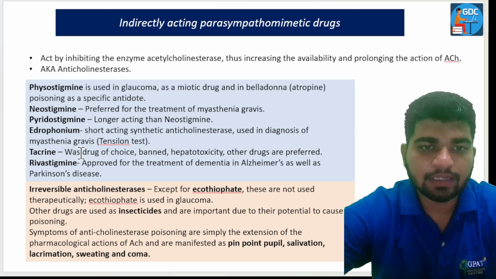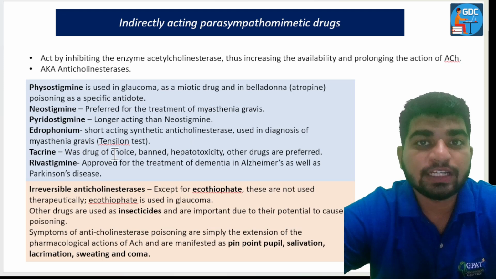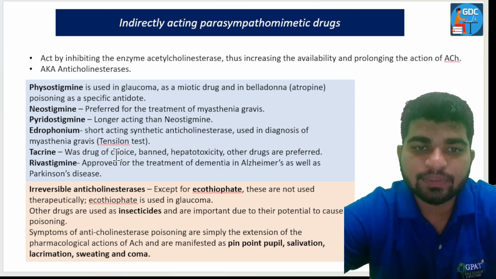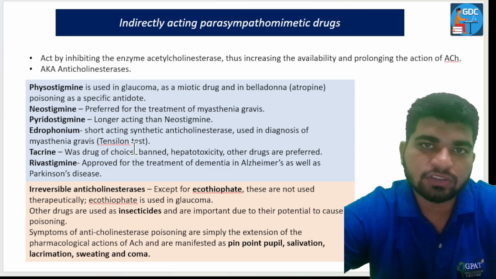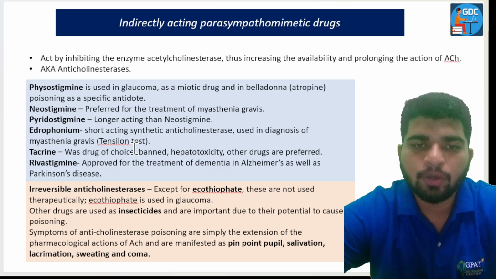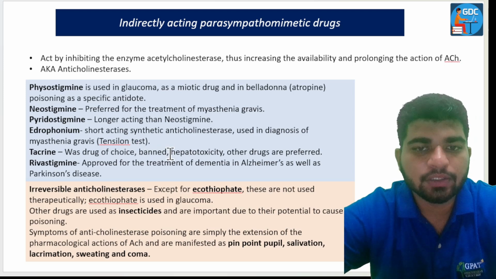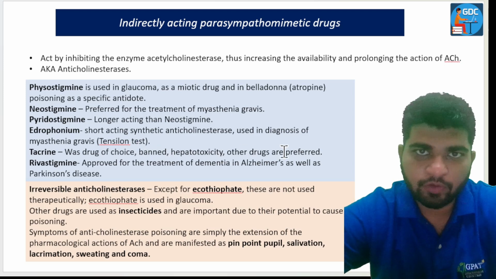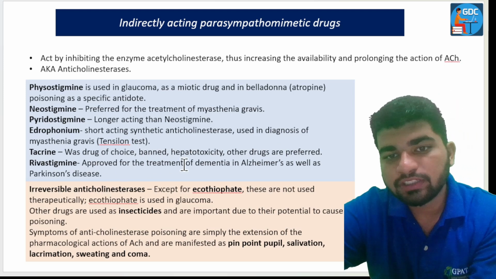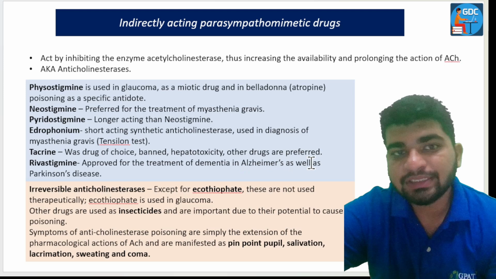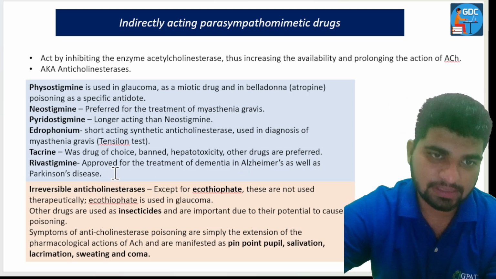Okay. Tacrine. Tacrine was a drug of choice at one time for Alzheimer's, but because of the hepatotoxicity, diarrhea, and other complications, it is now banned. So other drugs are preferred for Alzheimer's. Rivastigmine is approved for the treatment of dementia in Alzheimer's as well as Parkinson's disease.